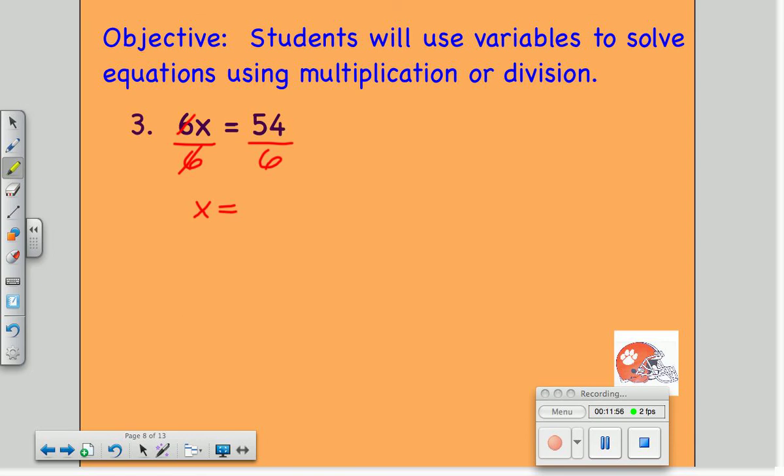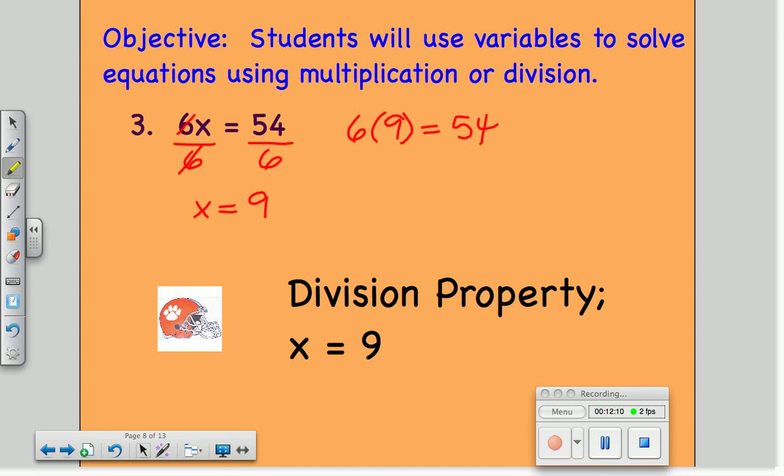54 divided by 6 is 9. So I'm saying that when I multiply 6 times x, which is 9, I'm going to get 54. Yes, that's correct. It checks. So x is 9, and I use the division property to solve that.